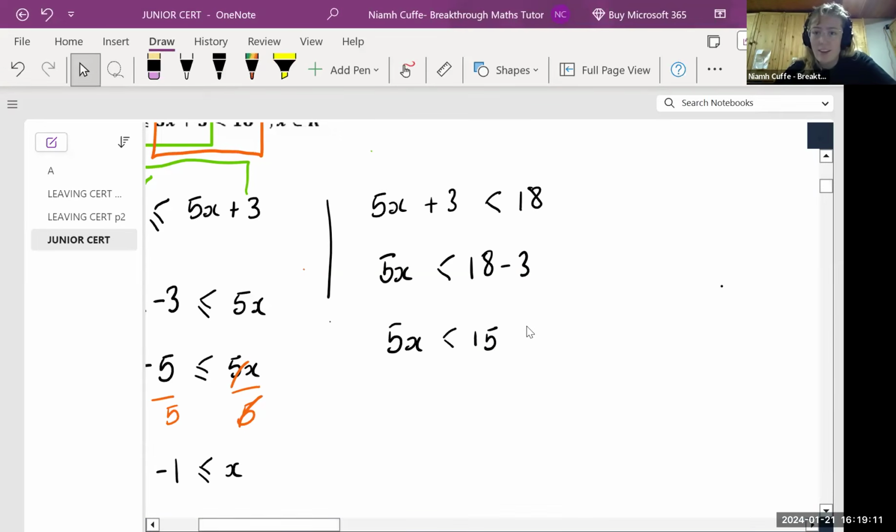What do you think we should do here to find x? Divide 5 by 15. Yeah, exactly. All the way around. Good on you. Divide 15 by 5.